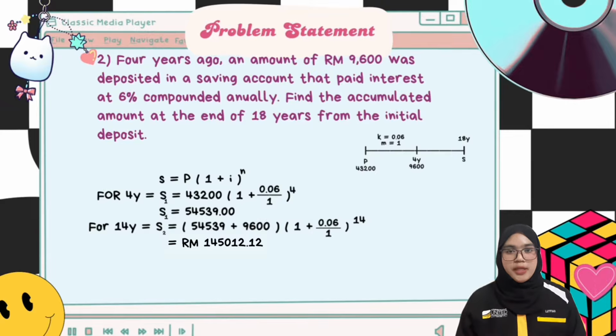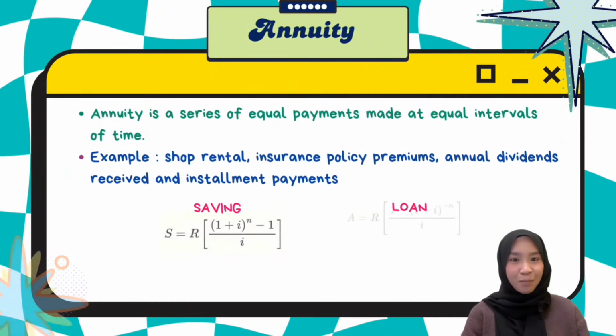For the solution, we need to find the amount in the first 4 years, so S1 = 43,200(1 + 0.06/1)^4. The answer for S1 is 54,539 ringgit. After that, we need to calculate for another 14 years. So S2 = (54,539 + 9,600)(1 + 0.06/1)^14. So the accumulated amount in the end is 145,012 ringgit. Now we proceed to the annuity.